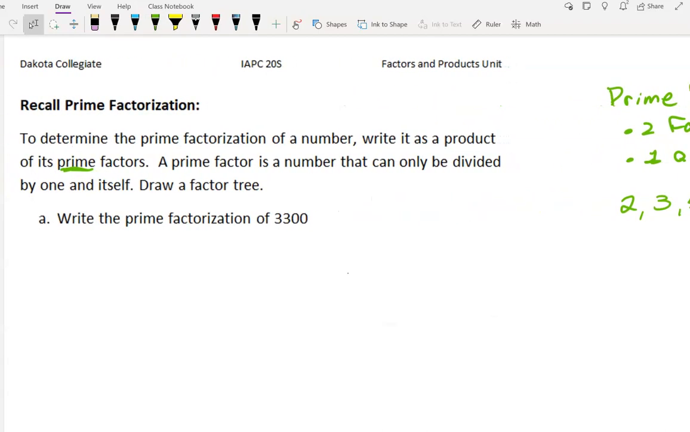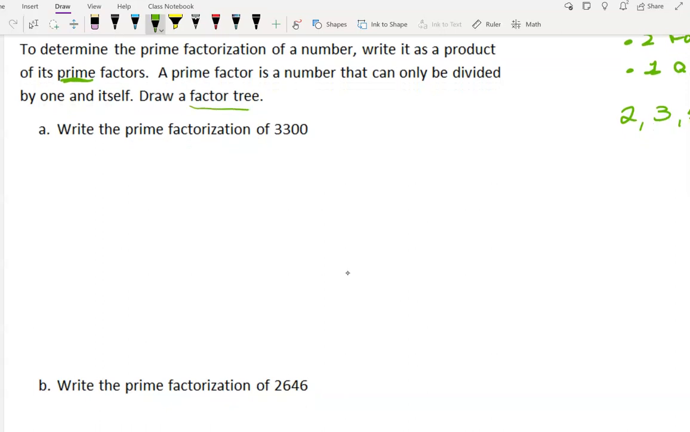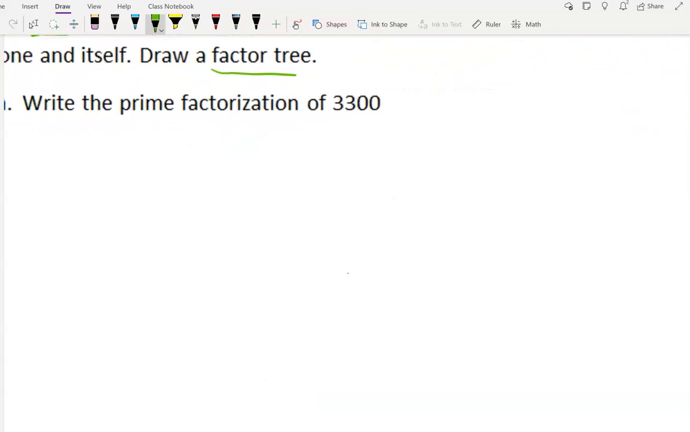Okay, so what we're supposed to do is write a number in terms of its prime factors. It says use a factor tree. So let's start with this number, and we're going to draw a tree here. Give me any two factors of 3,300.